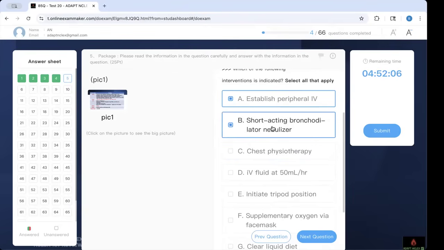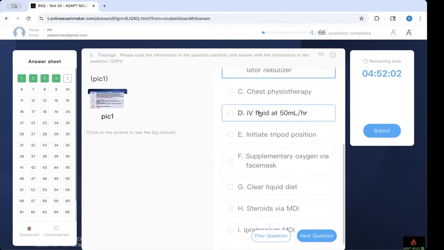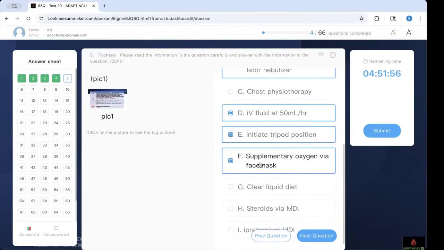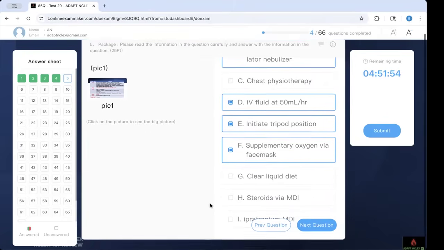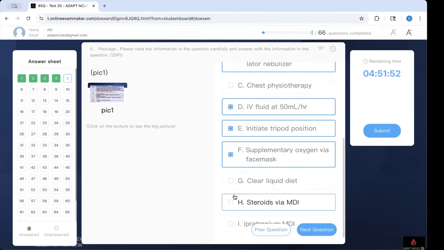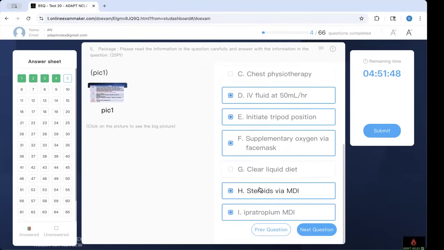Bronchodilator, through nebulizer. Chest physiotherapy is for cystic fibrosis, not this. They need IV fluid for the dehydration. Keep them in the tripod position. Give them oxygen. They are not eating, but no clear liquid diet. That's why you give them IV fluid. You give them steroid and a bronchodilator. This is what you do in an asthma exacerbation.